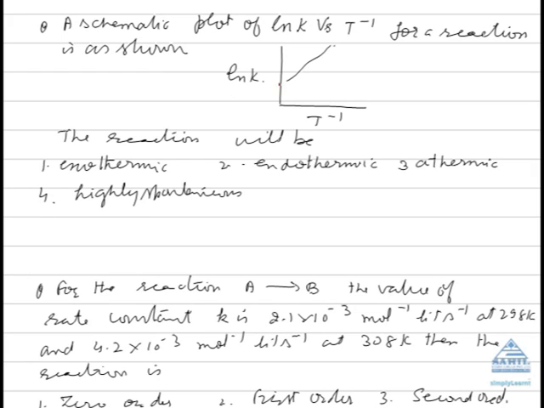Another factor is temperature. According to Arrhenius, the rate of reaction is dependent upon temperature, which is given by the expression K is equal to A into e raised to power minus Ea upon RT. Means K, the rate constant, is the exponential function of temperature.